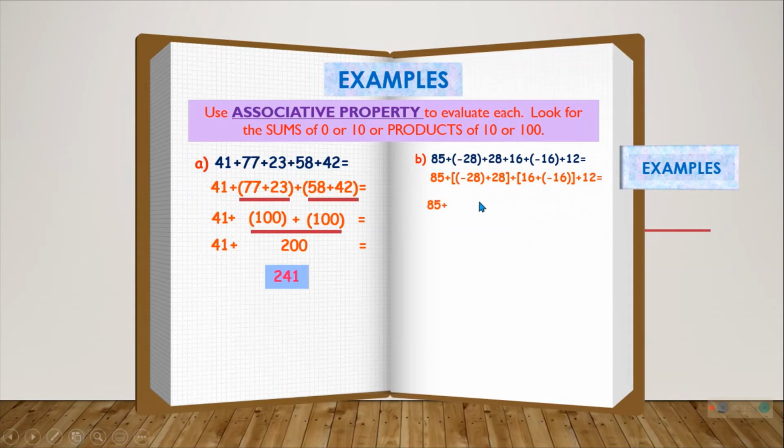So, 85 stays, then the two are automatically 0, and the other two are also automatically 0, and then 12. So, it is easier to add now. 85 plus 0 plus 0 plus 12, that is 97.